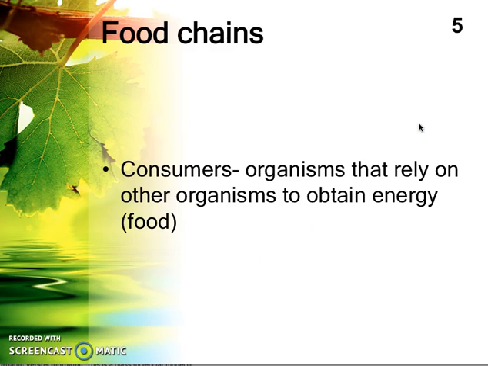So basically, a consumer is something that relies on other organisms to obtain its energy. So it's not like a producer, it can't produce its own food, so it needs to eat other organisms to get that food source that it needs to break down into ATP like we saw for cellular respiration. And these organisms are also called heterotrophs.